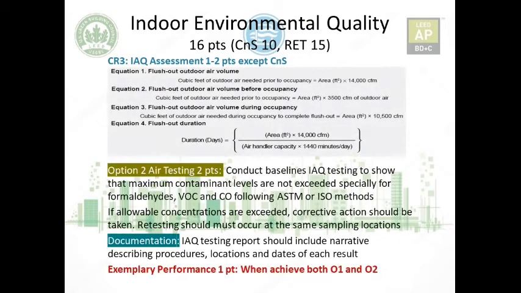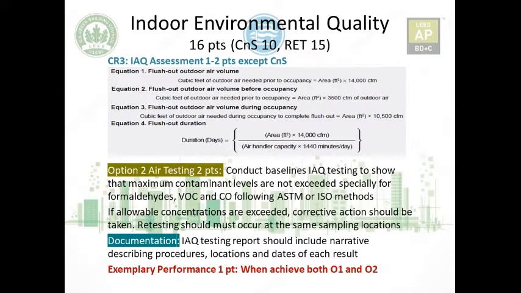So these are the equations, 4 of them. Flush out outdoor air volume, the path number 1, straightforward, 14,000 CFM by area in feet square. For the second and third equation, during occupancy, the first one is 3,500, and to finish 14,000 you have to add another 10,500 after the occupancy.